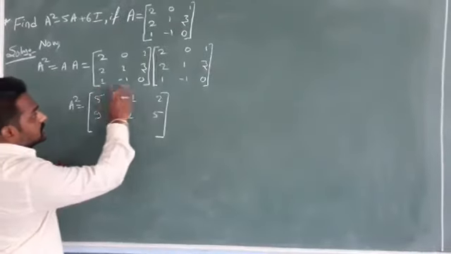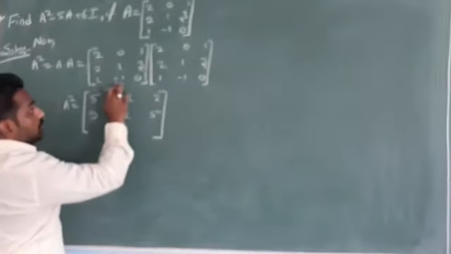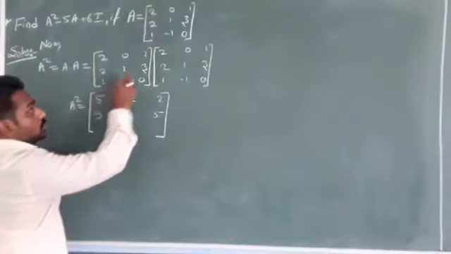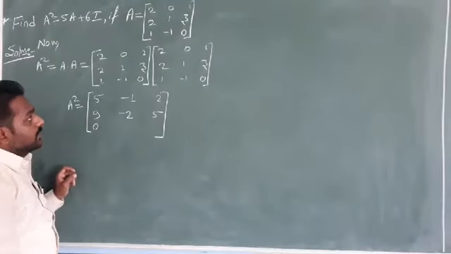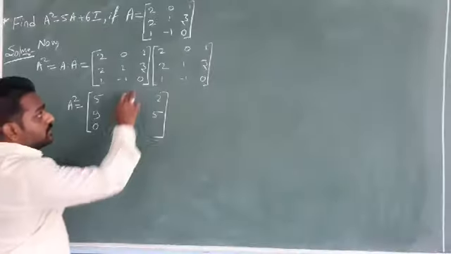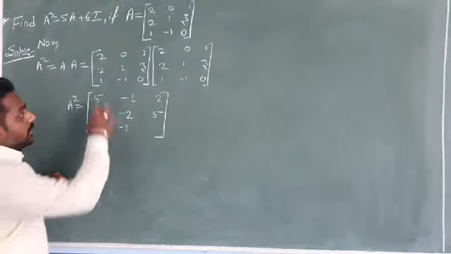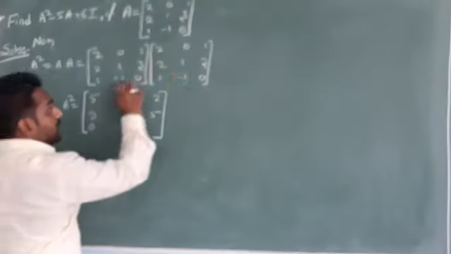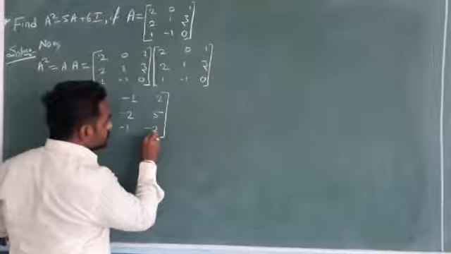Next, third row with each column value. 1 into 2, 2. Minus 1 into 2, minus 2. 2 minus 2, 0. 0 into 1 is 0, so it is 0. Next, 1 into 0, 0. Minus 1 into 1, minus 1. 0 into minus 1, 0. So we get minus 1 here. Next, 1 into 1, 1. Minus 1 into 3, minus 3. 0 into 0, it is 0. So 1 minus 3 becomes minus 2. So you got A square.